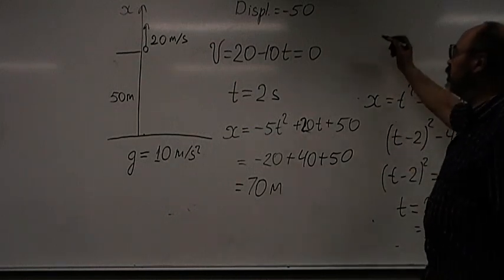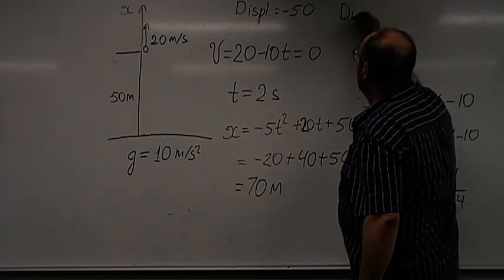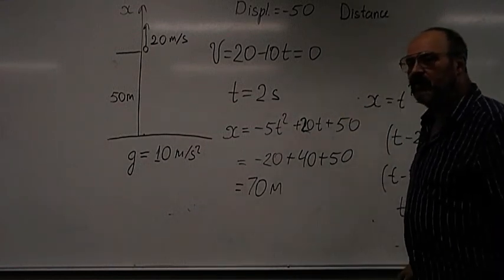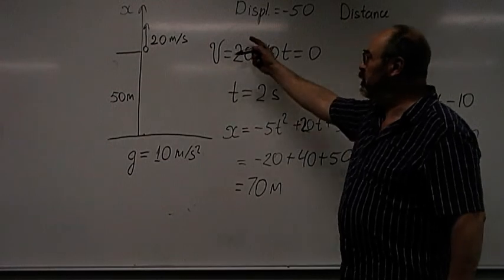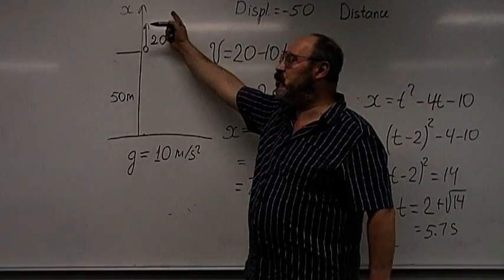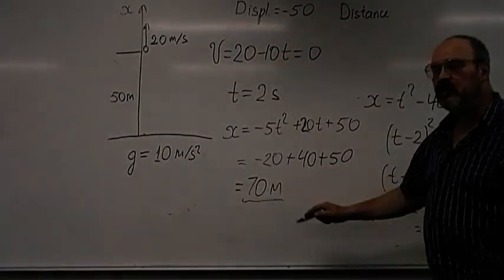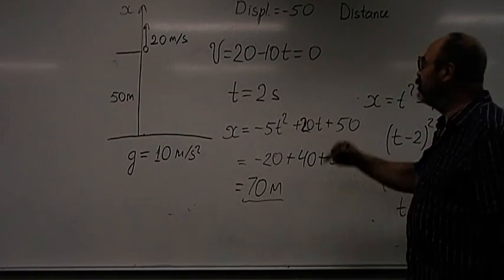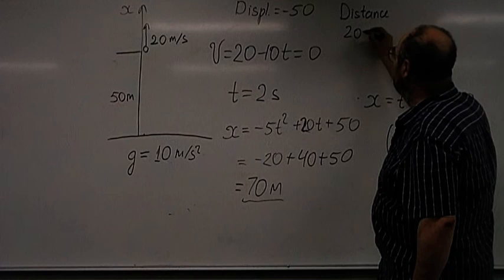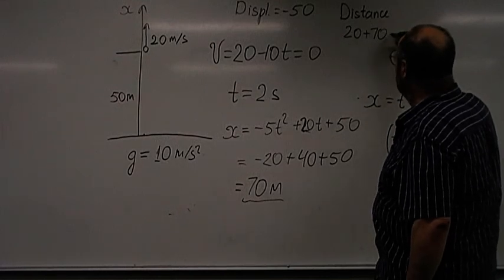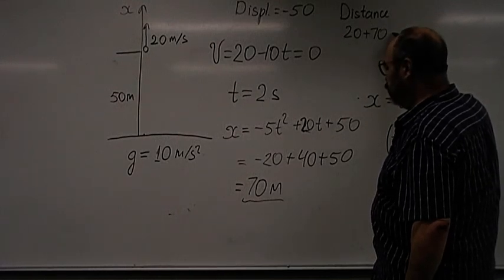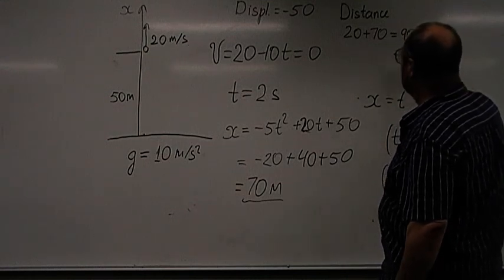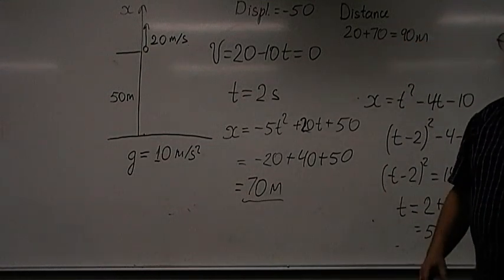What will be the total distance? 140? 70? No, 90. It went from 50 up to 70, so it moved 20 up and then 70 down. 20 plus 70 equals 90 meters.